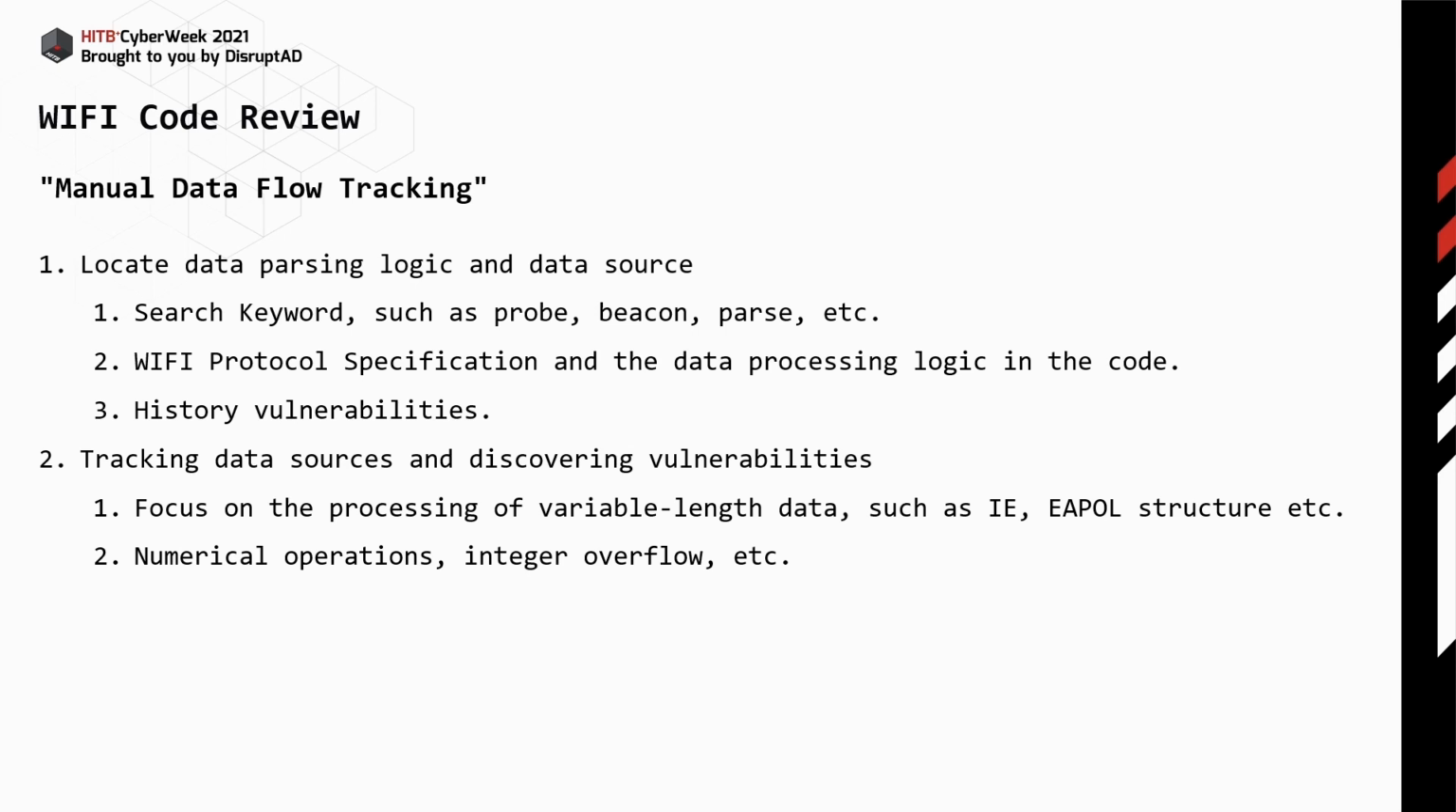After locating the data processing code, we need to check the data transmission and processing in the code. In the process of tracking data, we need to pay attention to whether the operations on the processed data will cause vulnerabilities. There are two scenarios that are prone to vulnerabilities. The first is the processing of various TLV data, such as information elements, EAPOL frame structures, and some nested TLV structures. The second is the arithmetic operations in the code. If the data involved in the calculation is not checked, an integer overflow may occur.